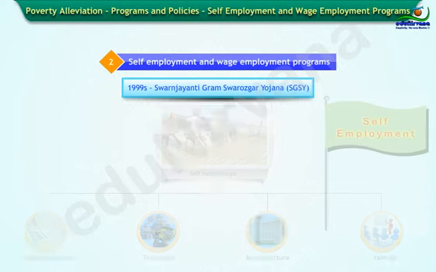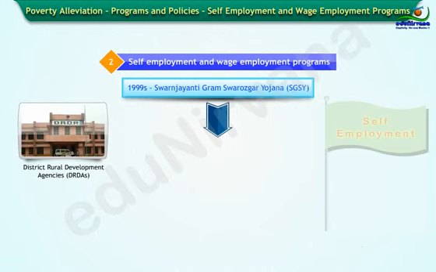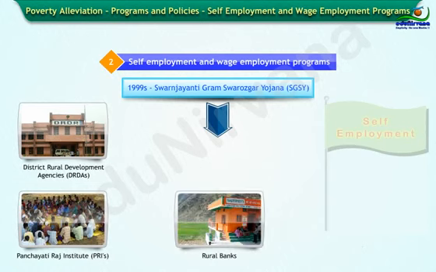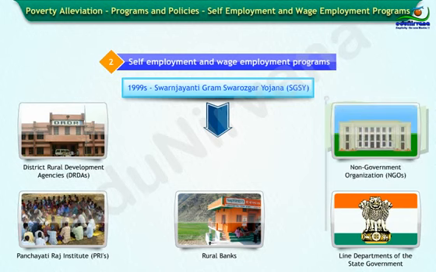Implementation. The SGSY is implemented by the District Rural Development Agencies (DRDAs) with the active involvement of Panchayati Raj Institutions (PRIs), banks, line departments of the state government and non-government organizations (NGOs).